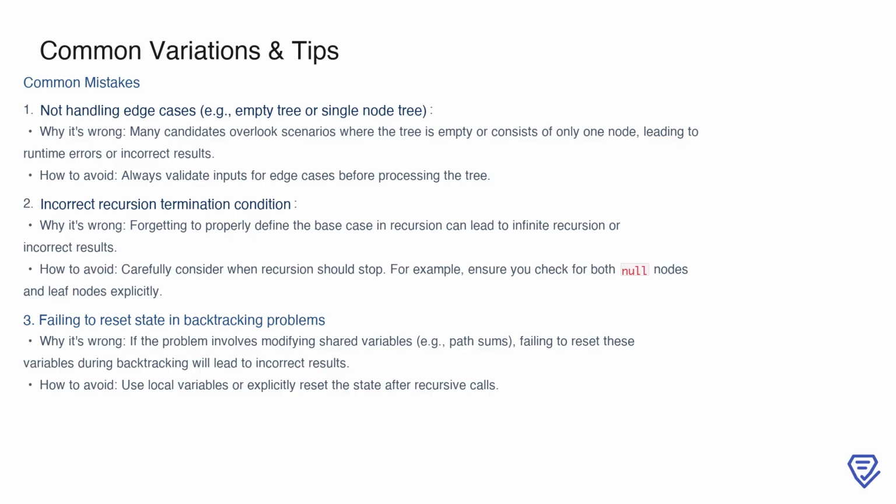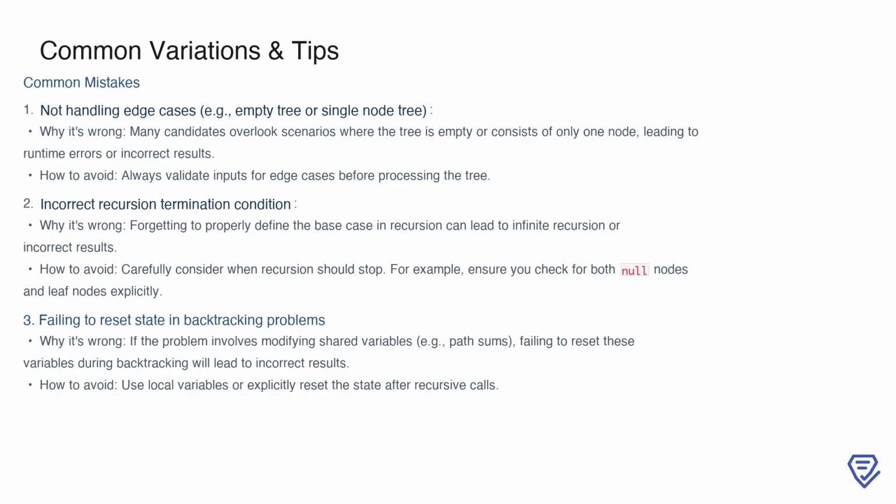When solving tree problems like PathSum 2, there are a few common mistakes to watch out for. First, not handling edge cases, such as an empty tree or a tree with only a single node, can cause runtime errors or incorrect results. It's essential to validate your inputs and account for these scenarios before processing the tree.